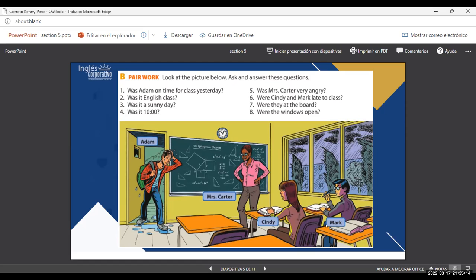Bar, ¿qué significa bar? Pizarra. ¿Cómo sería esa pregunta, perdón? Were they at the bar? En español, yo creo que es pizarra. Past continuo. Yes, porque fueron Cindy y Mark en la tarde a recibir clase.